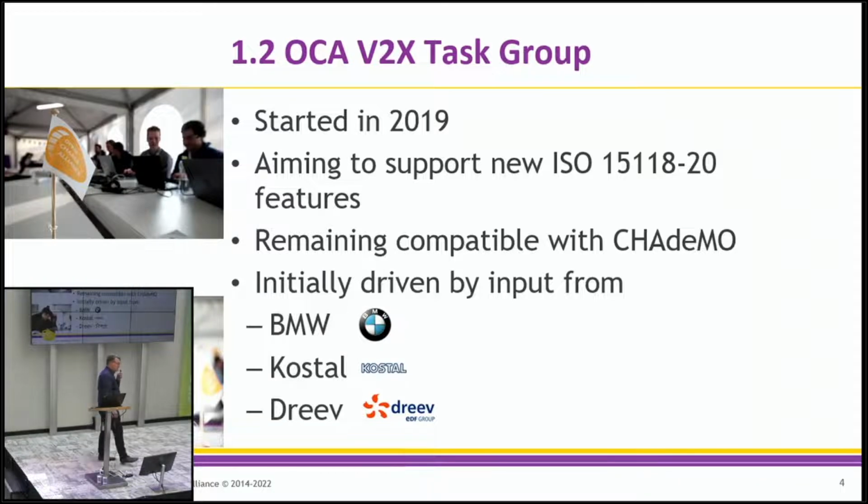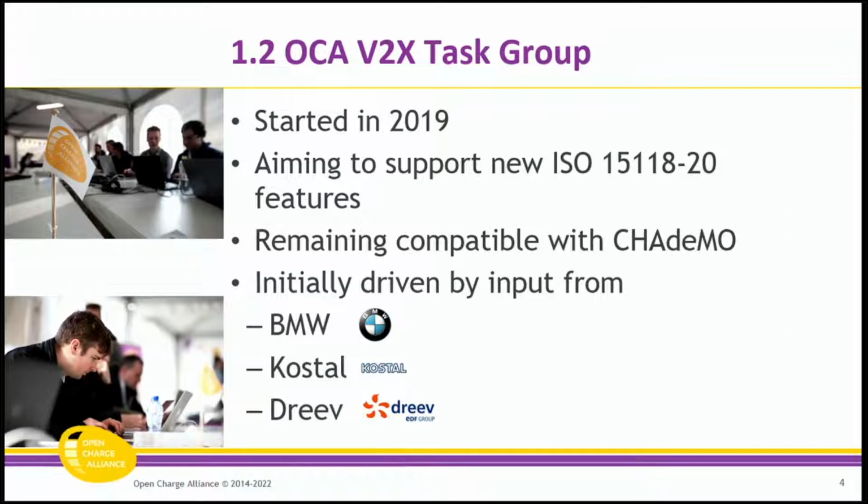We started our V2X task group already in 2019. At that moment already, the aim was to support the upcoming ISO 15118-20 features for bidirectional power transfer. But we still wanted to remain compatible with CHAdeMO, so our use cases and messages also have to work with CHAdeMO. Initially, a lot of input to the task group was coming from 3 companies, BMW, Kostal, and Dreef, because they were all involved in a pilot project with bidirectional power.